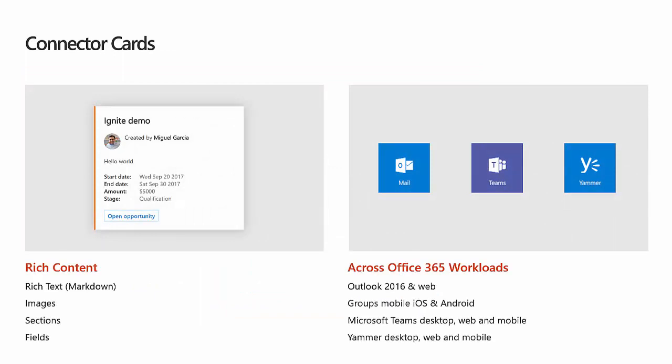Connector cards are the primary way in which we send information to Office 365 conversations through a connector. Connector cards can contain rich content. We can use text enhanced using Markdown. We can send images, and we can further include information in sections and fields. These cards are supported across Office 365 workloads: Outlook, Groups, Microsoft Teams, and Yammer.